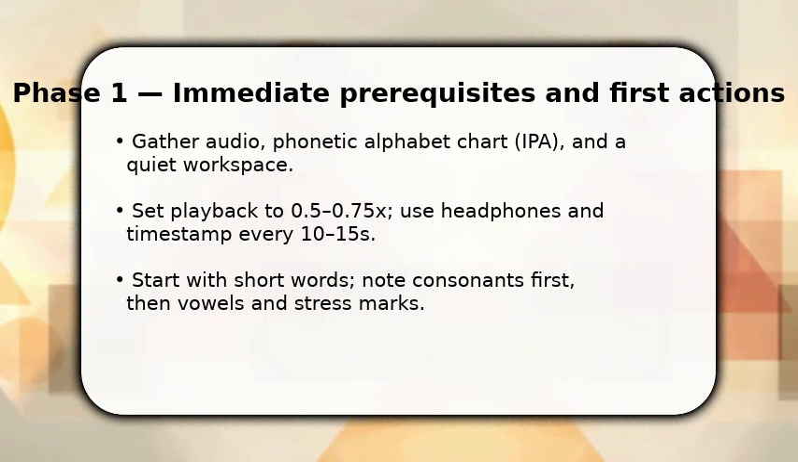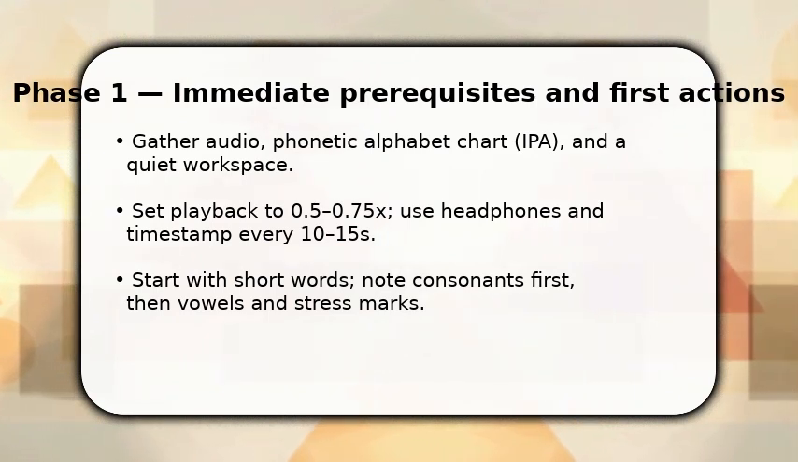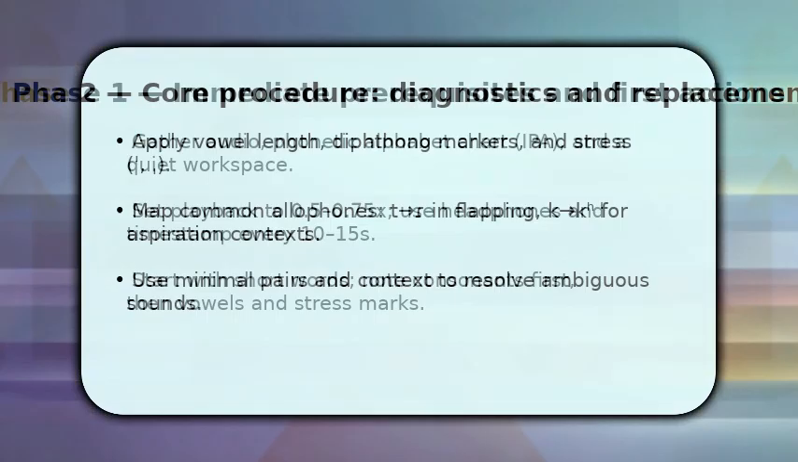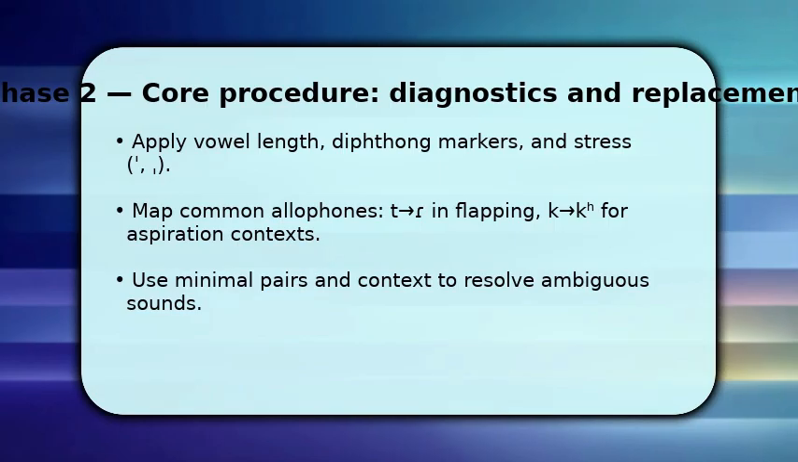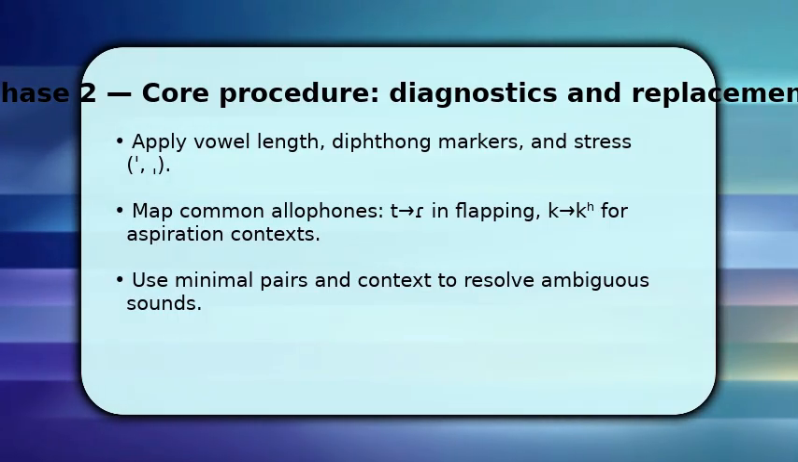You now zoom in on phonetic detail. Compare what you hear to IPA vowel sets and place length or diphthong markers. Listen for aspiration and allophonic patterns. Mark T as RDAP in quick American speech or add K aspirated for aspirated stops.